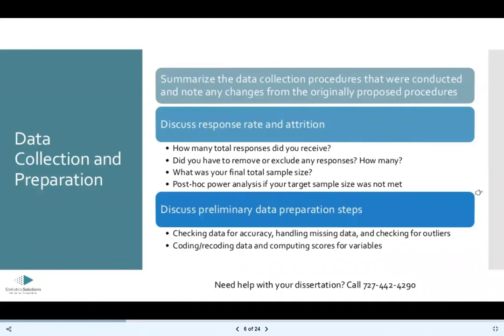Then once you talk about all of the exclusions, you'll want to state your final total sample size. And if necessary, you may want to discuss a post hoc power analysis if you didn't meet the sample size requirement that you set out in your proposal. So usually in your proposal in the methodology chapter, you would do a power analysis for a quantitative study just to determine the number of participants or the sample size that's needed for your study. And if you don't meet that sample size, your school or your committee may require you to do this post hoc power analysis to determine the statistical power of your study with the sample that you had actually obtained.